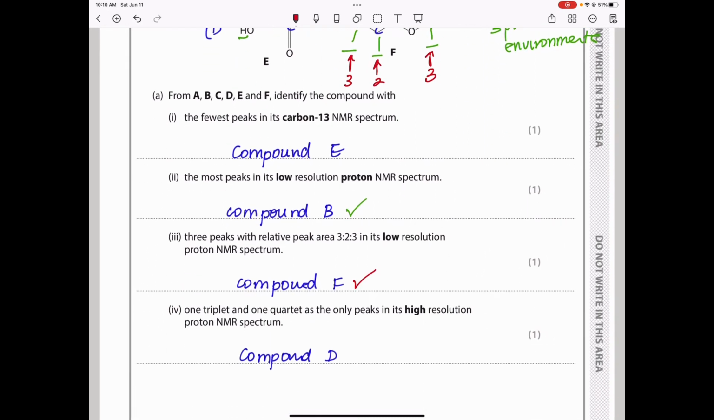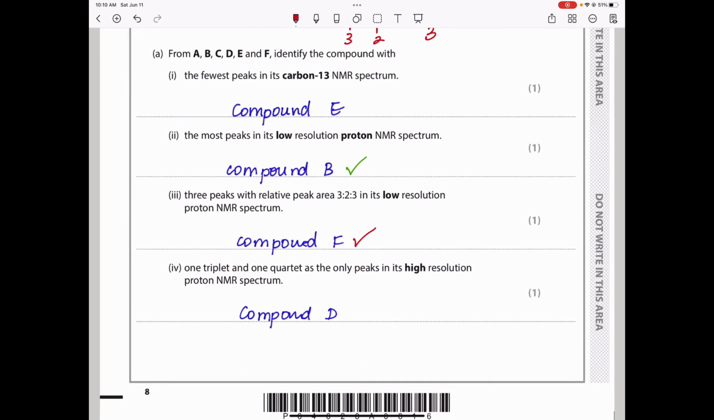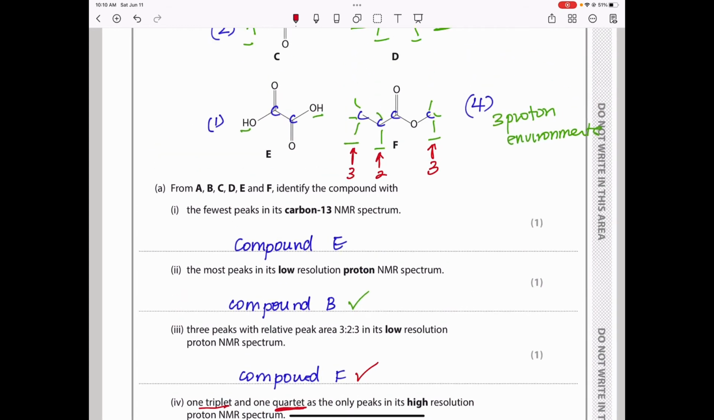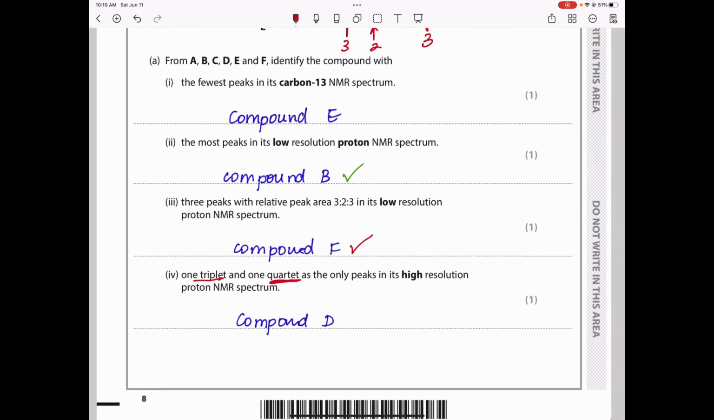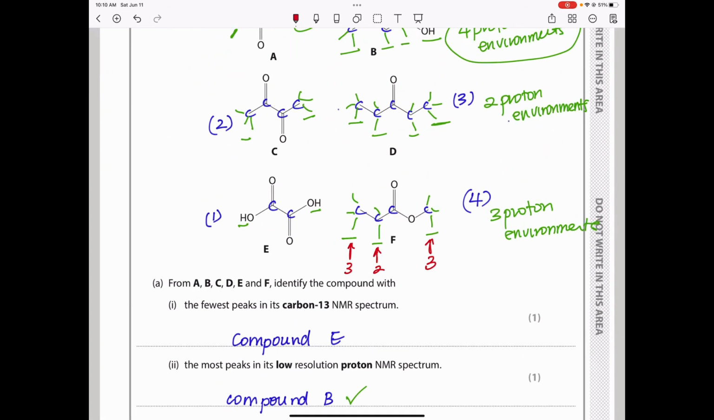And here we see the next part says 1 triplet, 1 quartet. A triplet means it's a hydrogen environment closer to some environment that has 2 hydrogens, and here this is an environment closer to another environment that has 3 peaks. So we are looking for an environment that has some peaks closer.